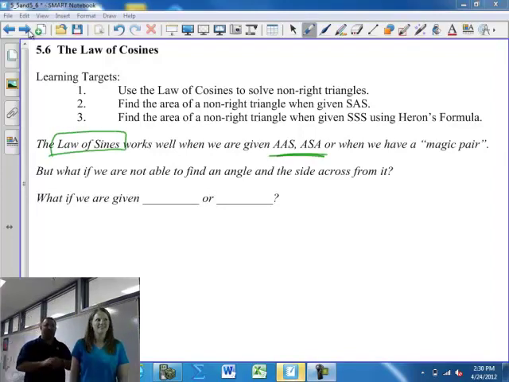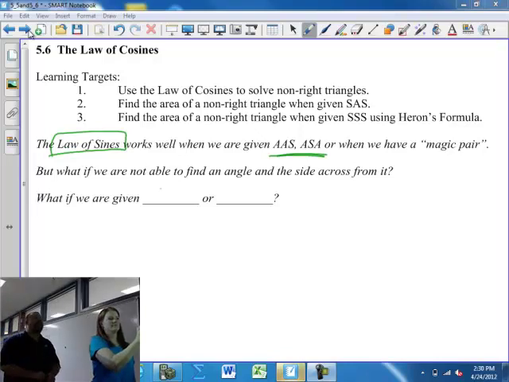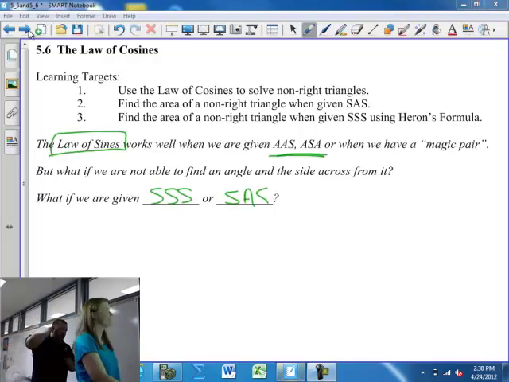Law of sines worked when we had angle, angle, side, or angle, side, angle, or the magic pair. So if we're not able to find an angle and the side across from it, what if we're given side, side, side, or side, angle, side? We run away crying. No. Then we use the other rule.